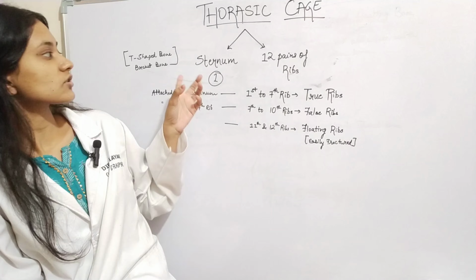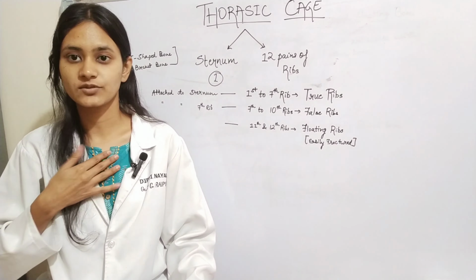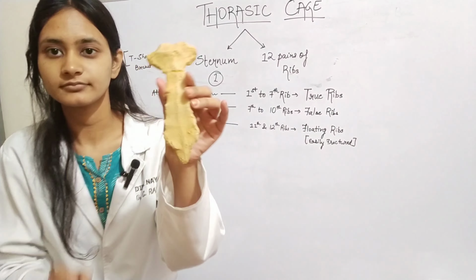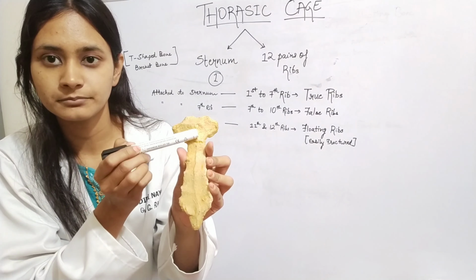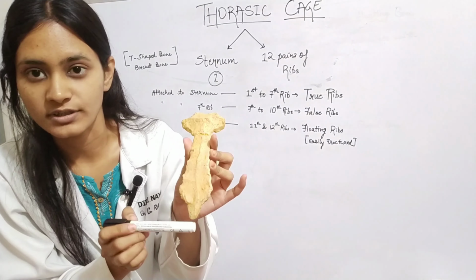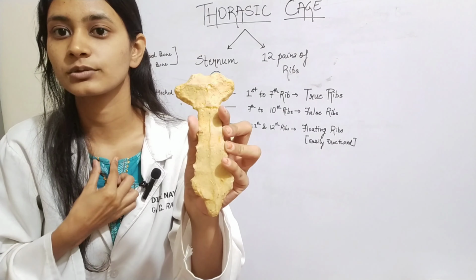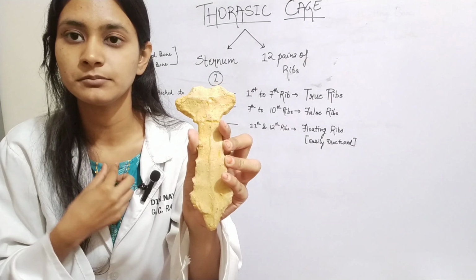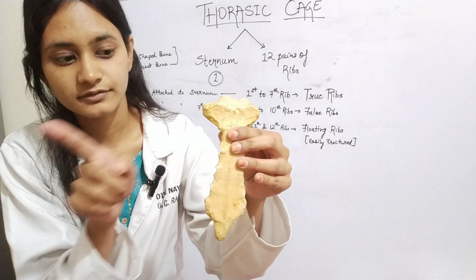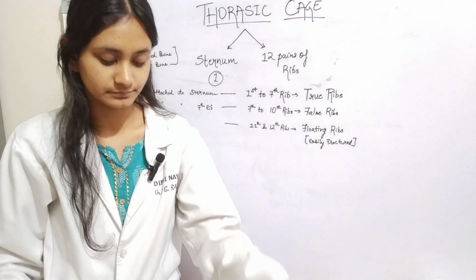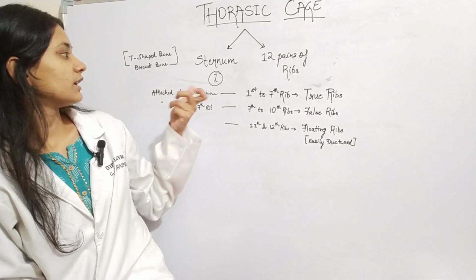So the thoracic cage consists of 2 parts, your sternum and 12 pairs of ribs. Sternum is also known as the breastbone. Here it is present, you can see the sternum. The sternum consists of 3 parts: this part is known as the manubrium, the body and the xiphoid process here. This is for the attachment of your collarbone, on both sides. And here we have our ribs attached, 12 pairs of ribs. So the sternum is a T-shaped bone, also known as the breastbone. It is 1 in number.